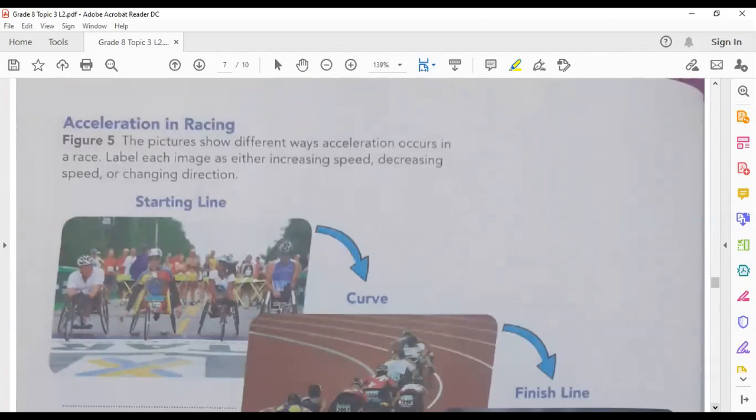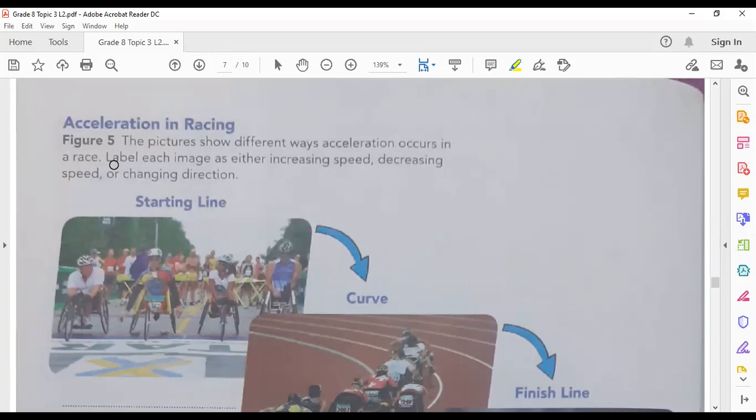In this page there are more examples and more exercises about acceleration. The pictures show different ways acceleration occurs in a race. Of course, by the way, a race is an ideal example for acceleration because participants or runners are always increasing their speed, or sometimes decreasing it at the end of the race. And also during the race, they change direction. So a race is an ideal example of acceleration.